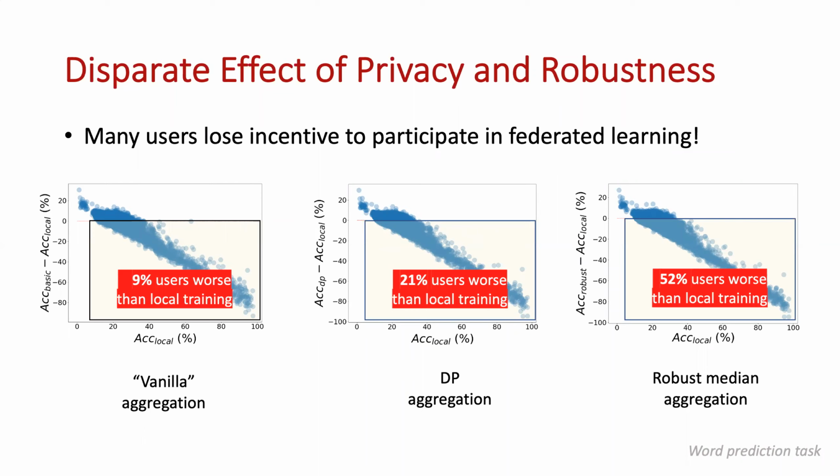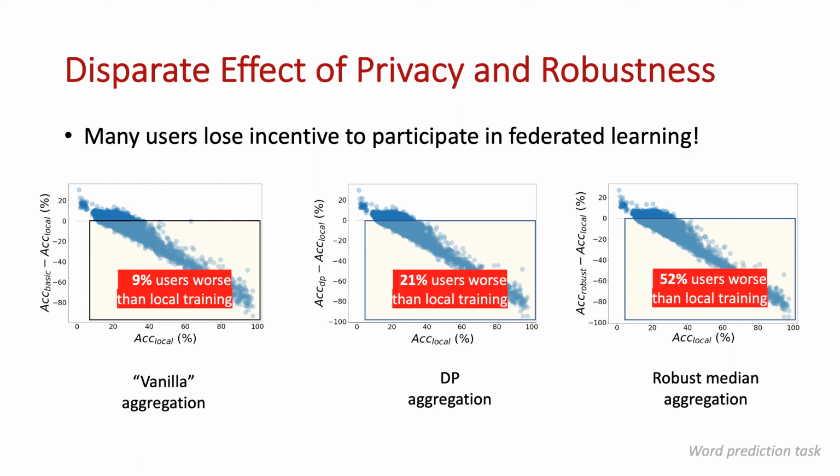And as a result, they lose incentive to participate. It is actually already true even without any protection mechanisms. If you look at a standard word prediction task, which is the main motivating task for the original federated learning, with vanilla aggregation, if you do these experiments, and sorry, the slide doesn't say it, but this was done on the Reddit corpus, which is exactly the same task and same data set as was used in all original federated learning papers. Already for a non-trivial fraction of users, 9% of users without any privacy protections or robustness protections, already 9% of users can train a better model on their own.